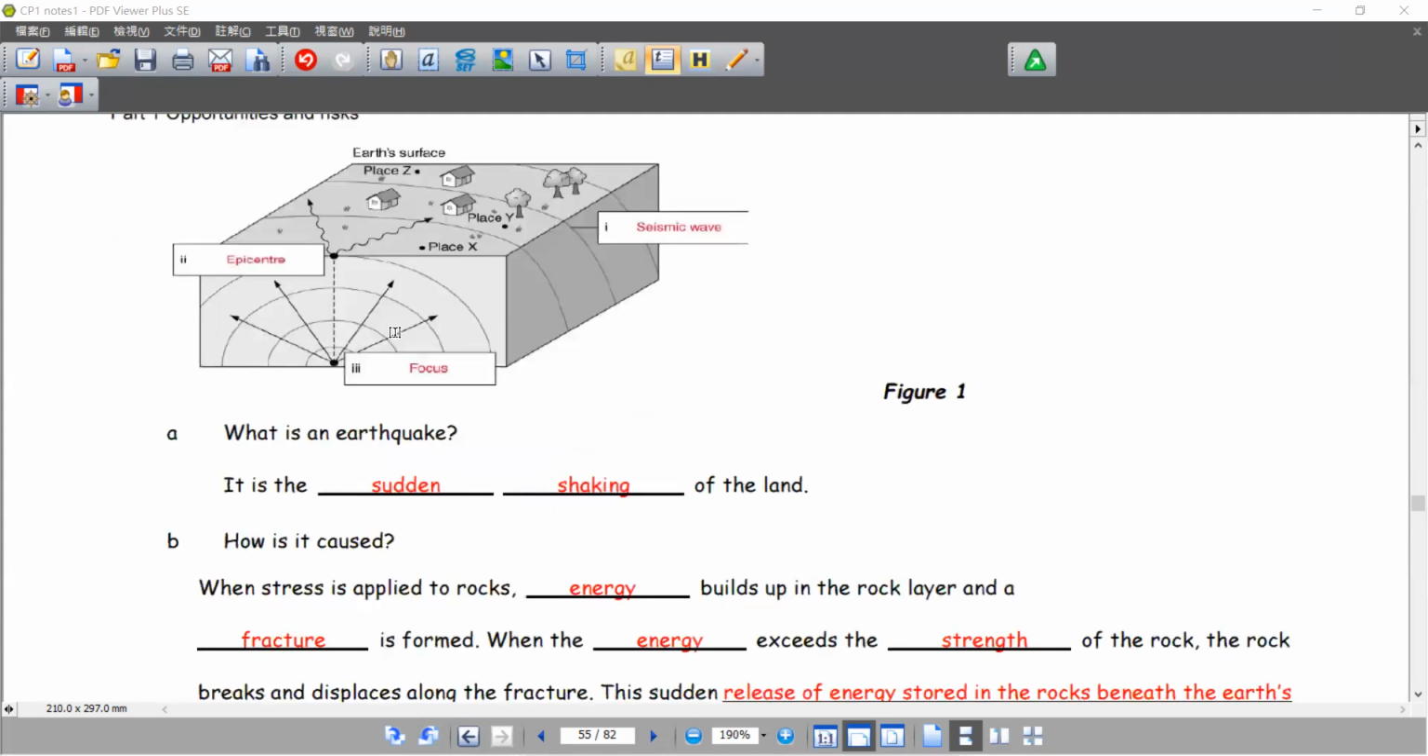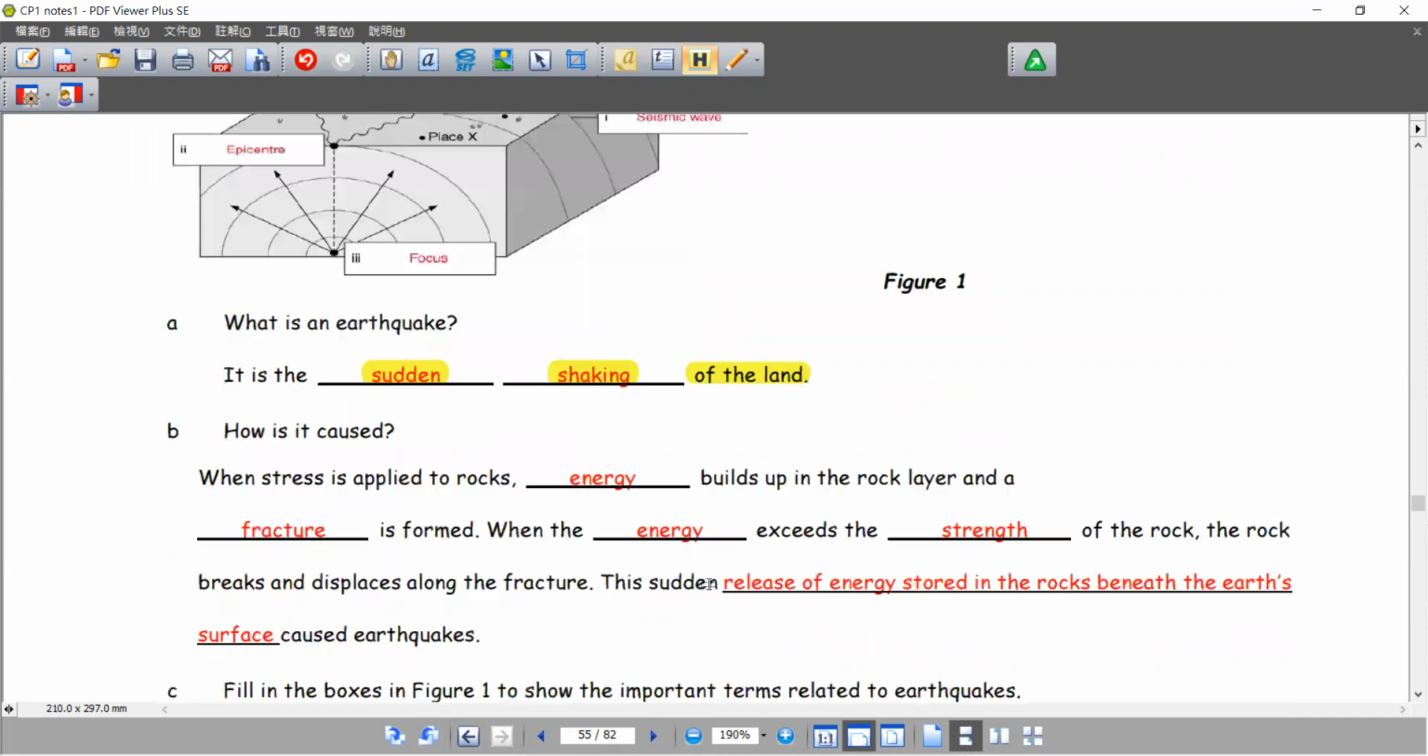Okay, first of all, what is an earthquake? As I have shown you in the lesson, it's a sudden shaking of the land. But why does it occur? First of all, time after time there is a lot of pressure at the plate boundary or the area next to the plate boundary, and the stress is accumulated because of this kind of plate movement and the force involved in the plate movement.